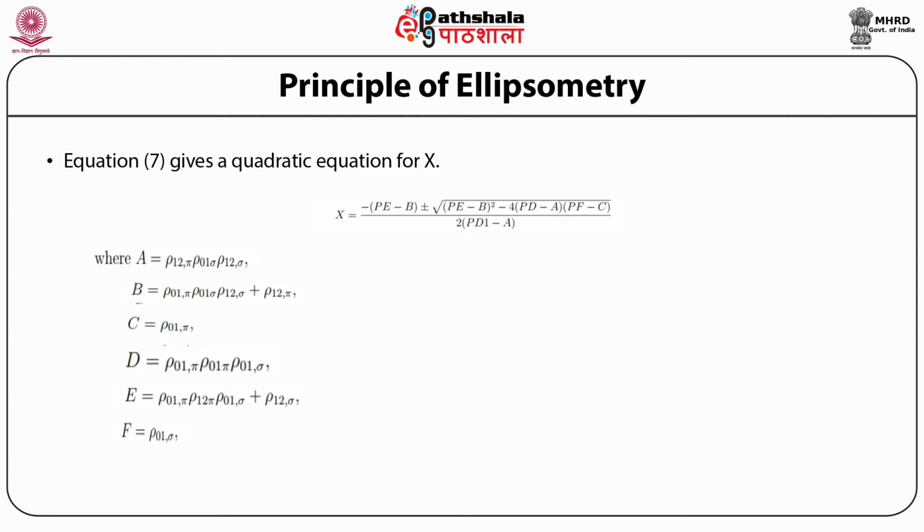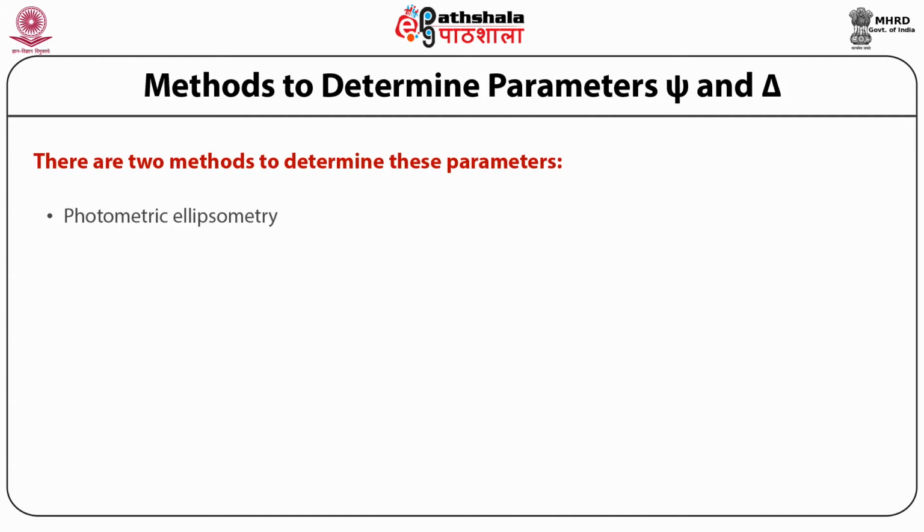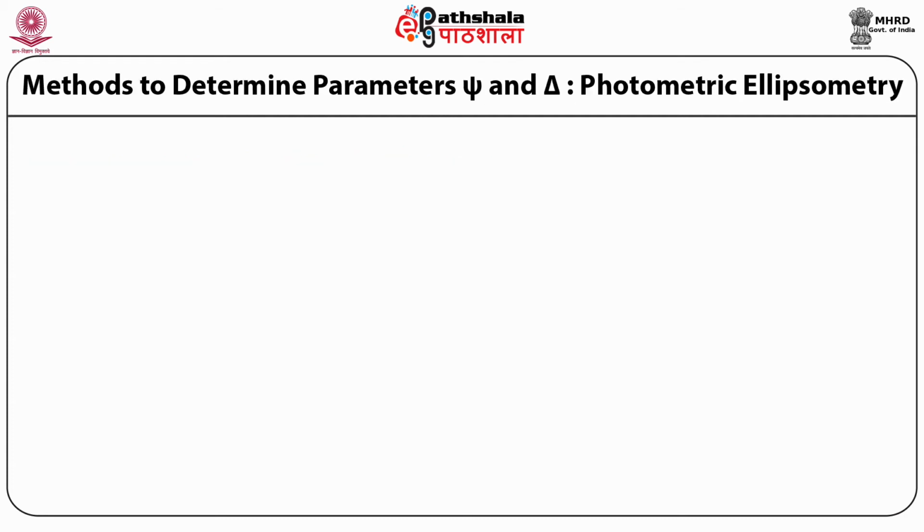Solving for this gives two values of x. We choose the value with lower imaginary part. Let us next discuss the methods to determine parameters psi and delta. There are two methods to determine these parameters. First one is the photometric ellipsometry and second one being the null ellipsometry. Let us first discuss the photometric ellipsometry.